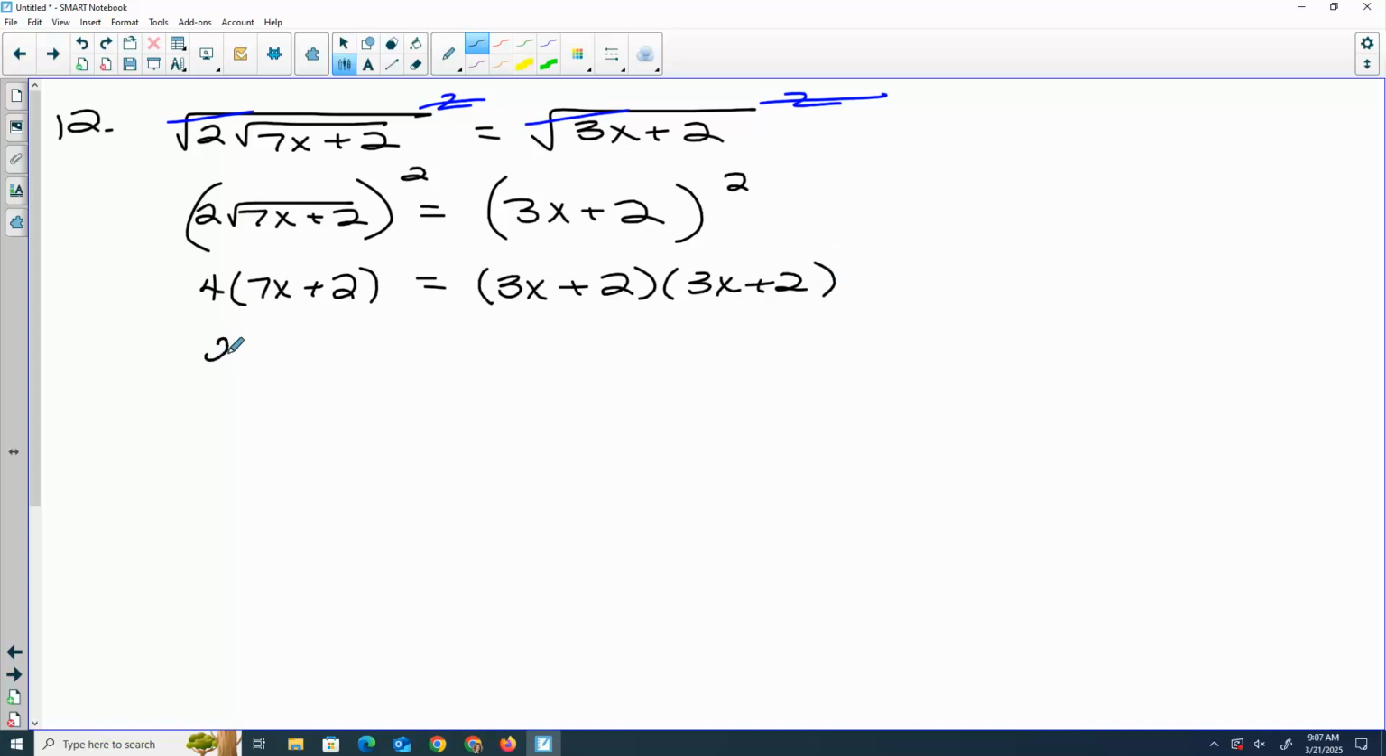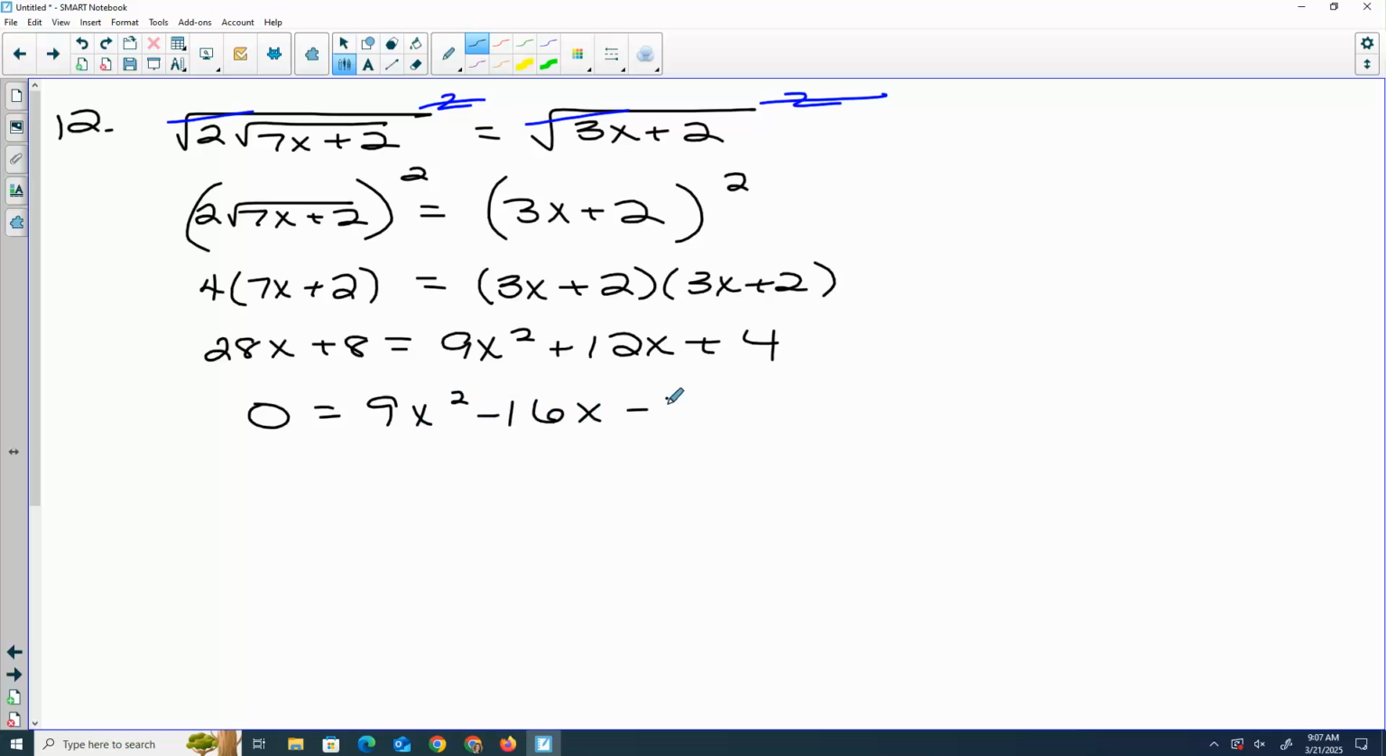So if we multiply out, we get 28x plus 8 equals 9x squared plus 12x plus 4. Set it equal to 0, so 9x squared minus 16x minus 4. So then we do our slip and slide. What multiplies to negative 36 and adds to negative 16?